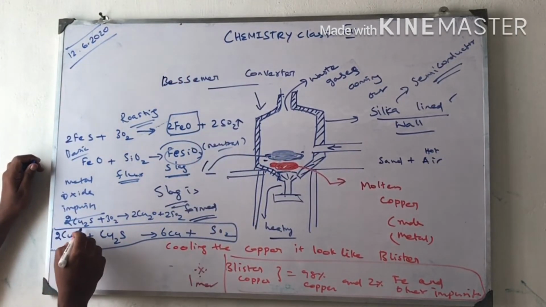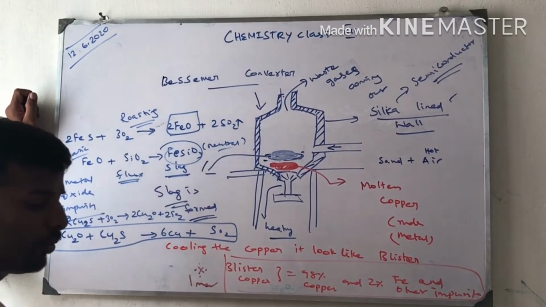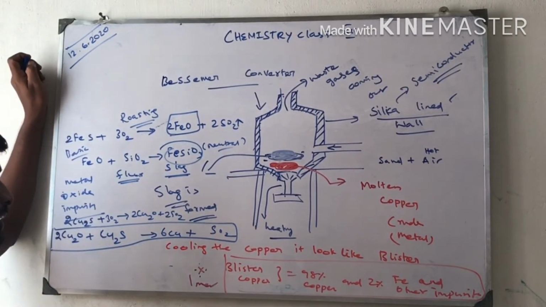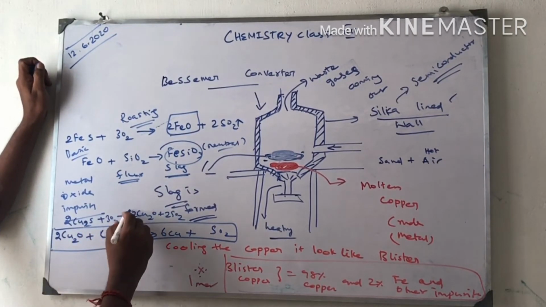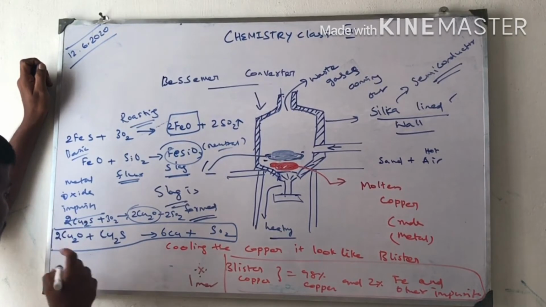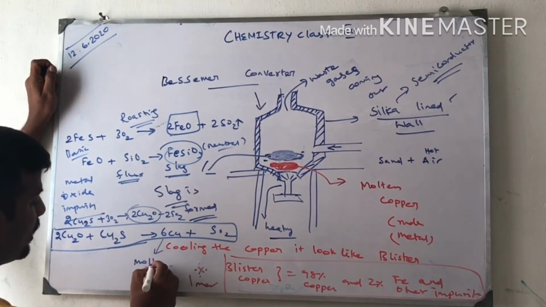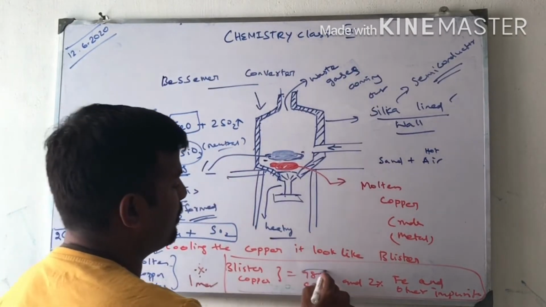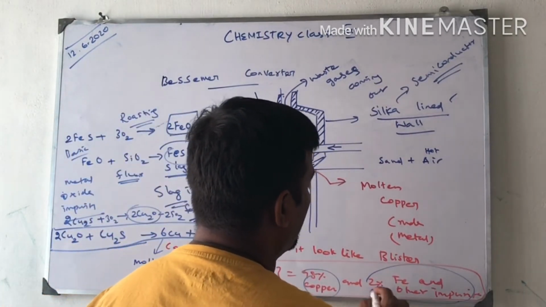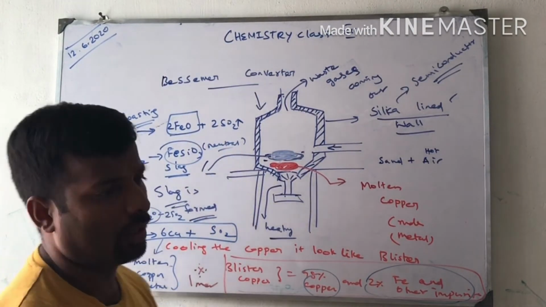And there is no copper sulfate. Suppose you have Cu2S impurity. I have explained how to remove Cu2O and CuFeS2. Now suppose Cu2S is there, first you have to roast it to get the oxide. Again the oxide will react with the sulfide and reduce to molten copper metal. This is called your blister copper, which contains 98% copper, 2% iron and other impurities. These are the very important terms related to copper.